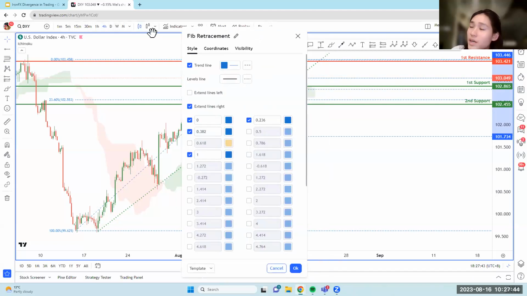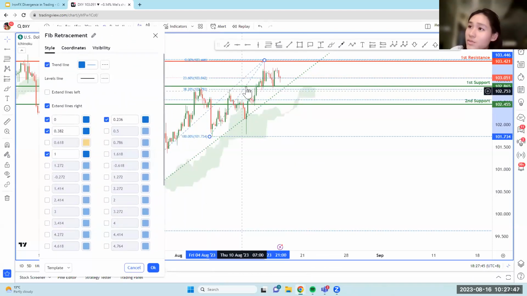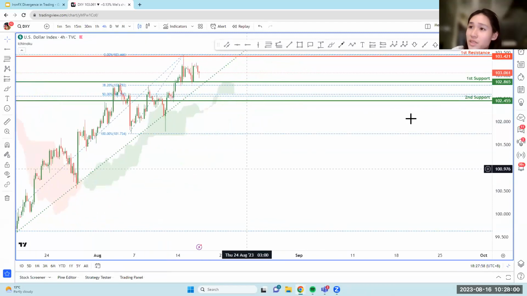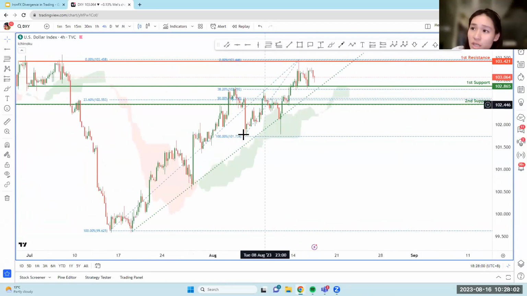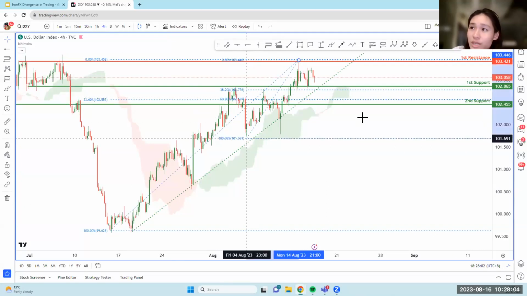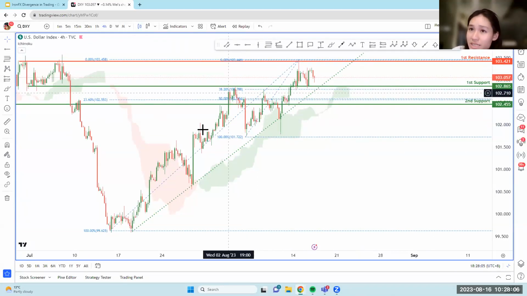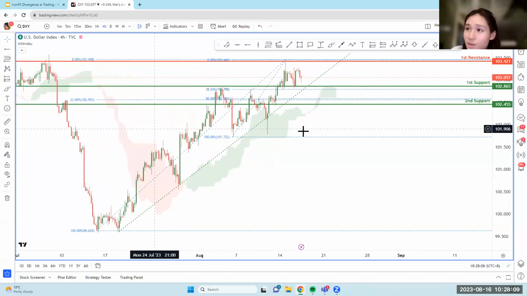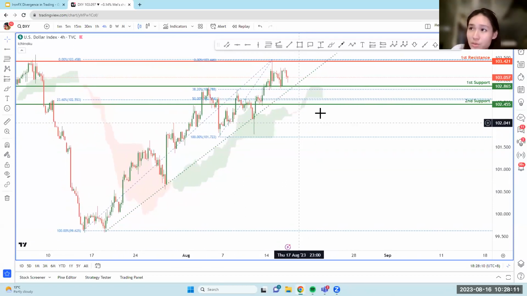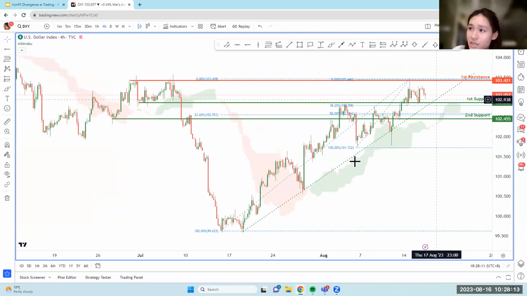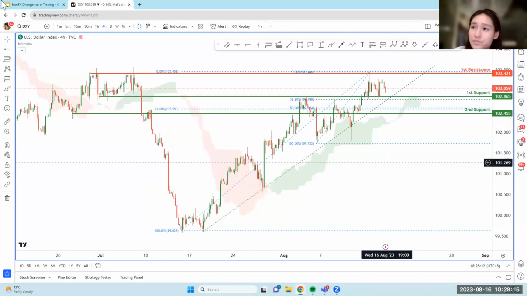And then I'm looking for another retracement. So my 38.2 lines up with my first support, and my 50% as well lines up with my second support. So these tend to be areas more than levels, so it's fine if it doesn't exactly line up with the level itself. And the reason why we're doing this is to look for confluence areas, as I mentioned earlier.